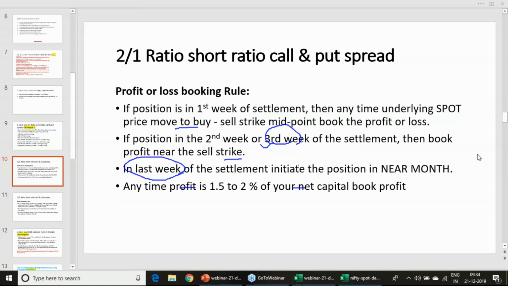And not only that, you must know when you should book the profit. If it is 1 to 1.5% to 2% of your net capital employed, come out of this strategy without holding. If you are in the first week and the price moves to the midpoint of your buy and sell strike, come out. If you are in the second or third week of the settlement, book the profit once it is coming to the selling side of your strike.